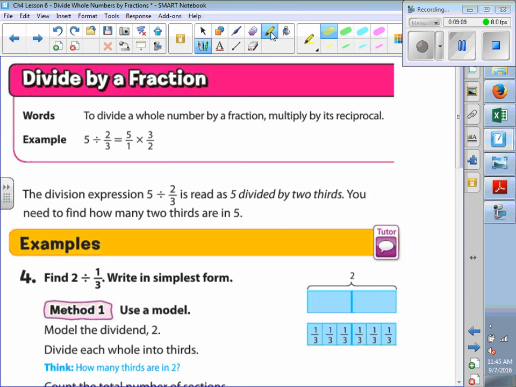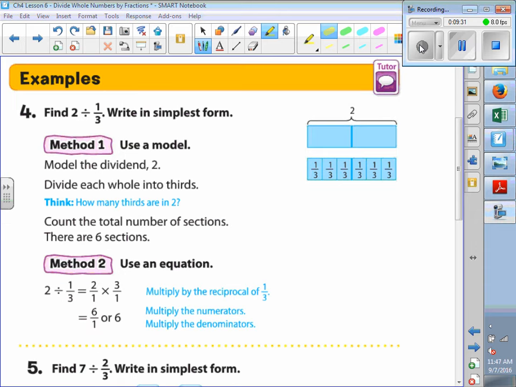To divide, we're dividing by a fraction. To divide a whole number by a fraction, you're going to multiply by the reciprocal. Make sure you write down that rule. It is very important. To divide a whole number by a fraction, you're going to multiply by the reciprocal. All right. For example 4, it says, find 2 divided by 1/3. And we want to write the answer in simplest form.